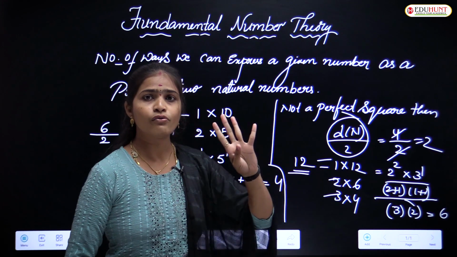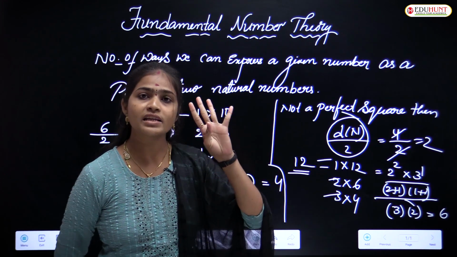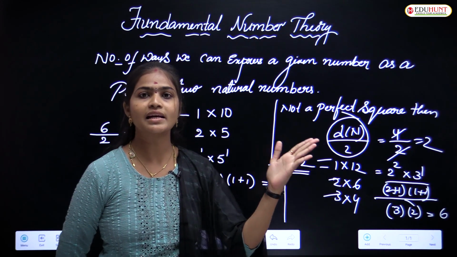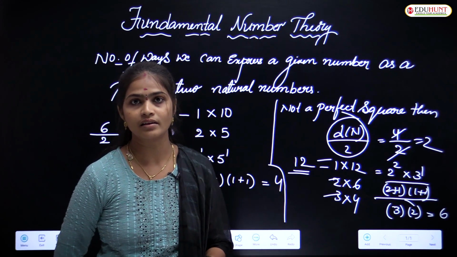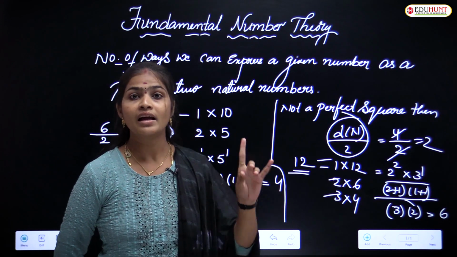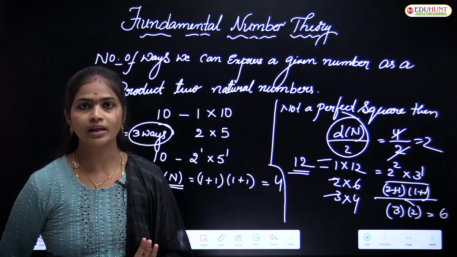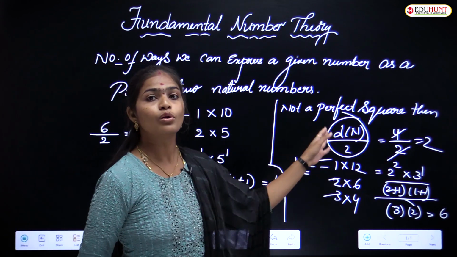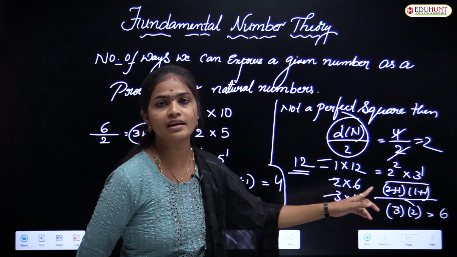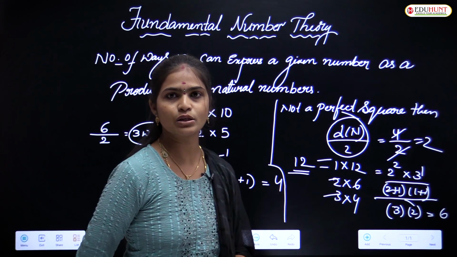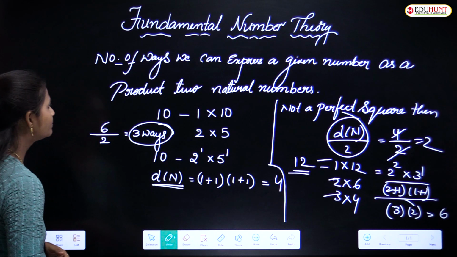A perfect square means, is 4 a perfect square or not? 4 is a perfect square. Why? Because 2 times 2 is 4, and we can express it as the product of two same numbers. So 4 is a perfect square, 9 is a perfect square, 36 is a perfect square. If the given number is not a perfect square, then the formula is the number of divisors by 2. If the given number is a perfect square, then what is the formula?